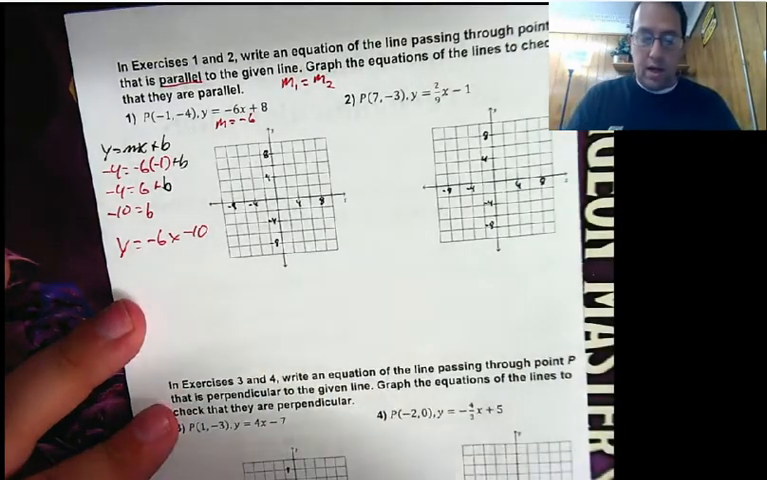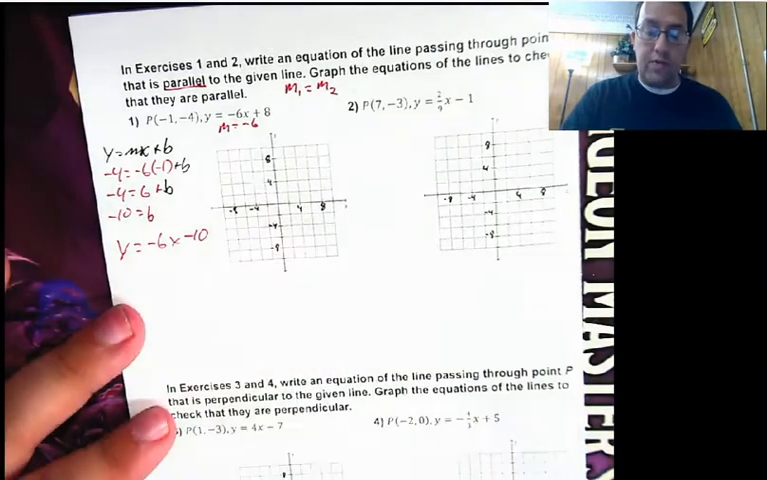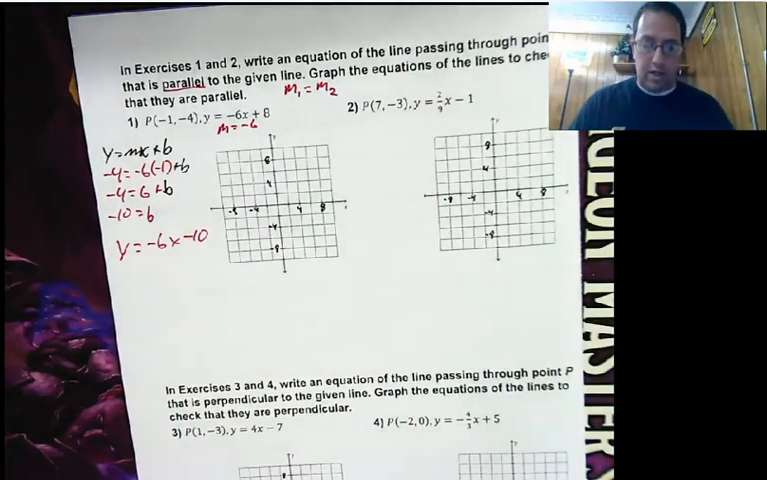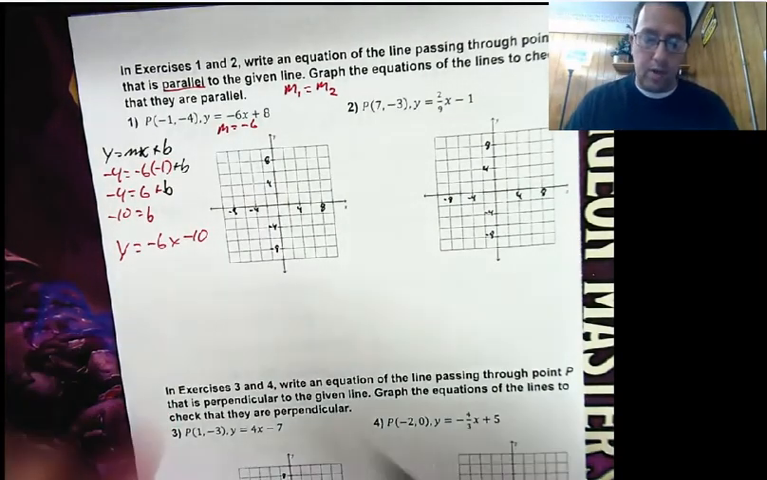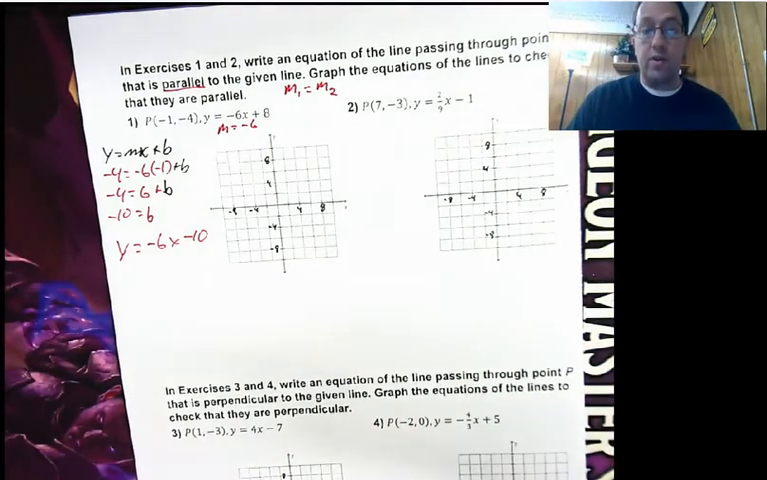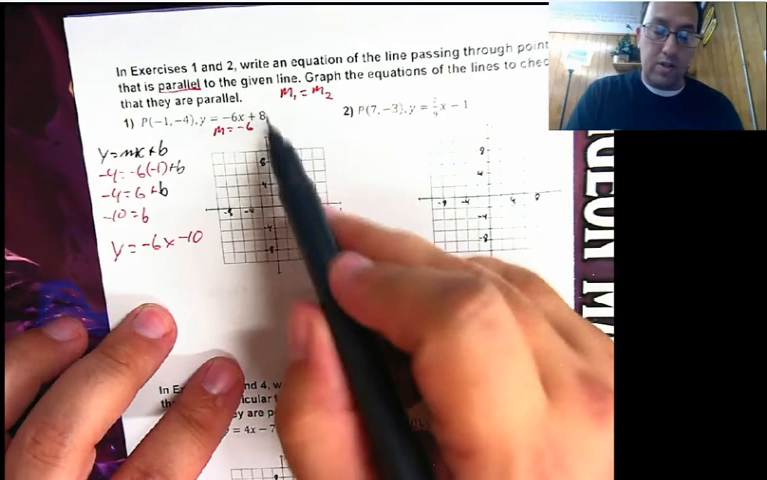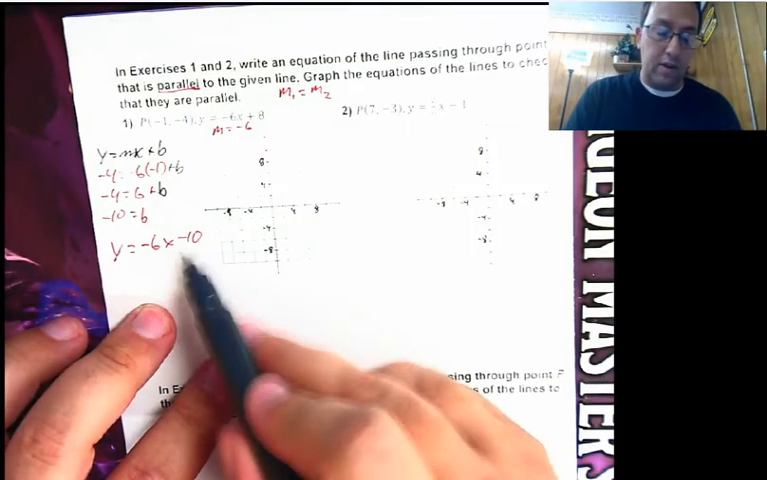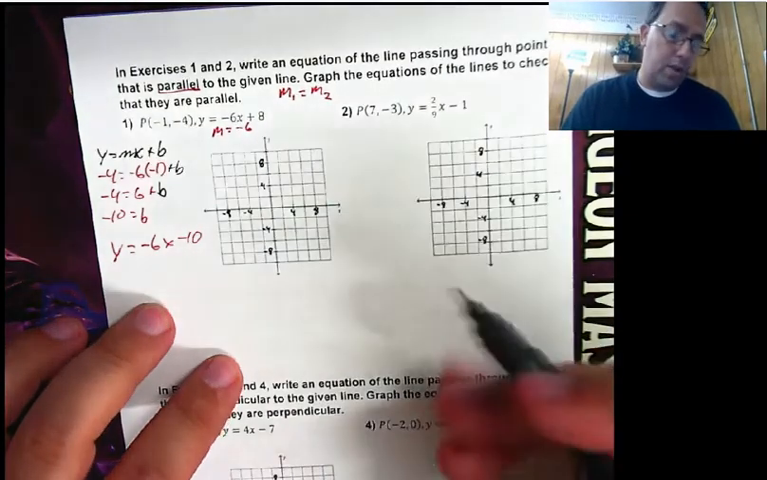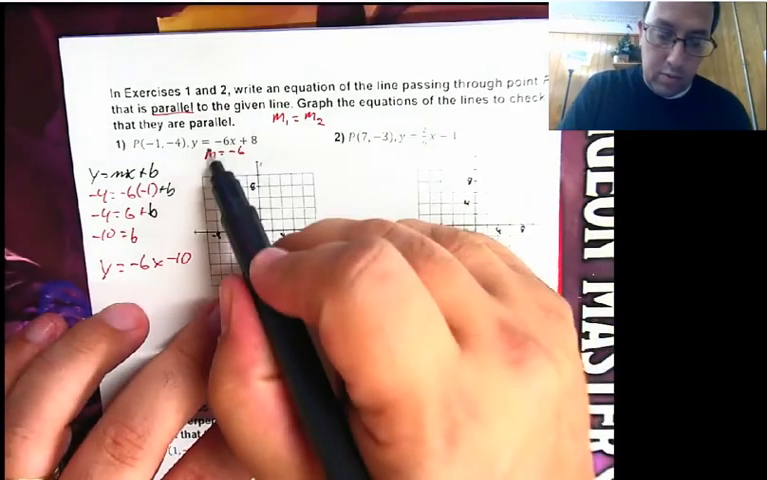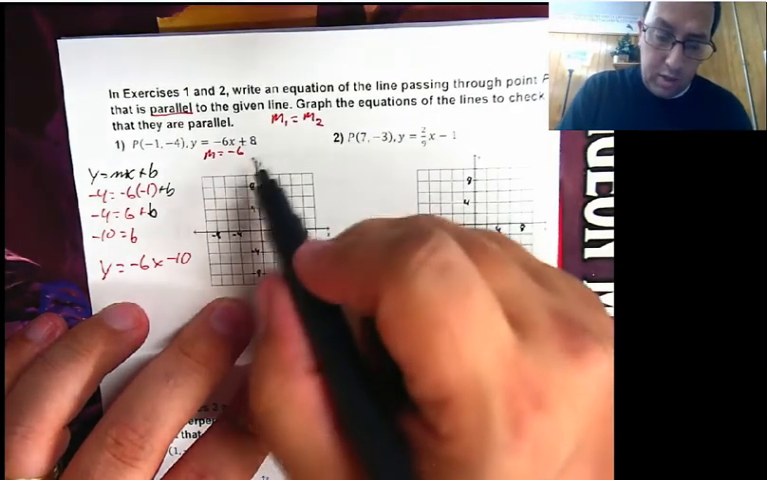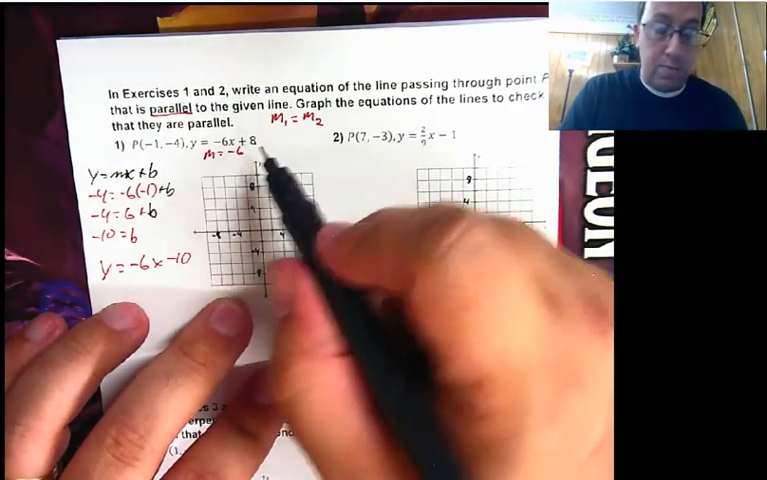Now, it also says to graph the equations of the lines to check that they are parallel. Well, they're in slope-intercept form, so they're very easy to graph. I changed the scale to go up by 2s because this one here starts at 8, and I figure this one is at negative 10. So let's start this one. We'll do this one in blue. So let's see, we start with our y-intercept, begin with b, right?